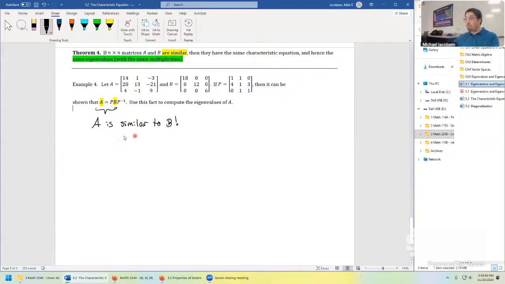That's important because if we have these two similar matrices, then the above theorem tells us they must have the same eigenvalues. So the eigenvalues of the matrix A are the eigenvalues of the matrix B. That's just taking us back to theorem 1 in section 5.1 once again.